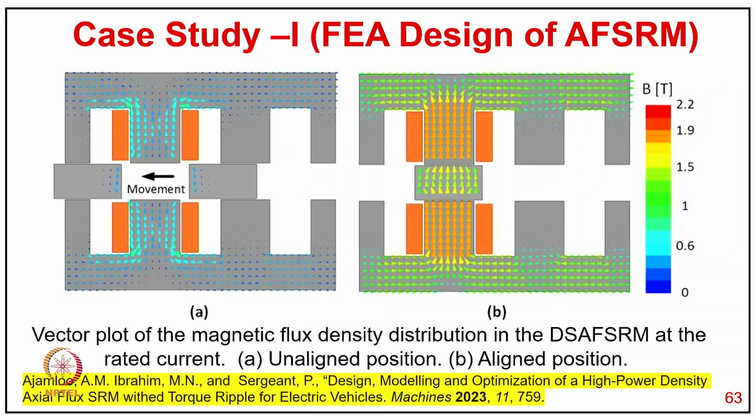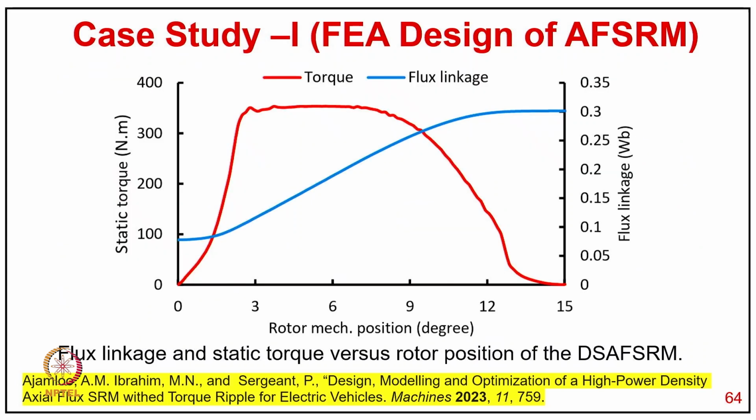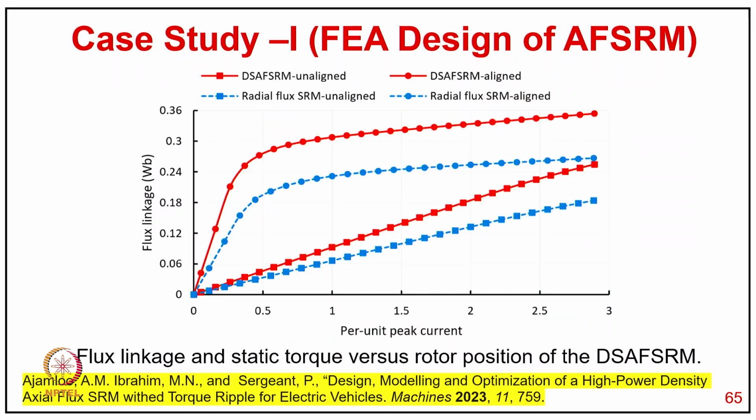So you can see here, using finite element, the vector plot of the magnetic flux density distribution in a doubly-sided axial flux machine at the rated current, aligned position and unaligned position. And you can see flux linkage and static torque versus rotor position of the doubly-sided axial flux machine. So red is the torque, how it goes with the rotor position, and blue is your flux linkage. And here the flux linkage and static torque versus position of the doubly-sided machine in different positions, doubly-sided unaligned position, doubly-sided aligned position, and with the radial field.